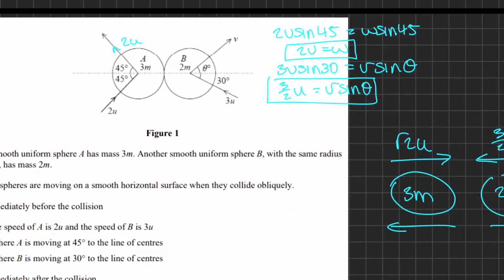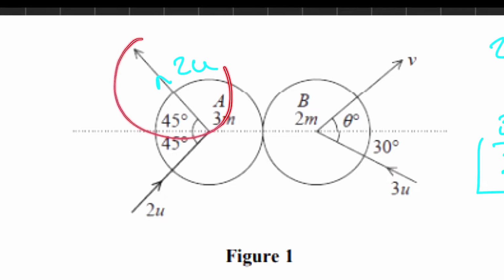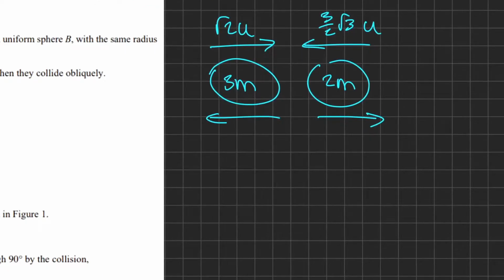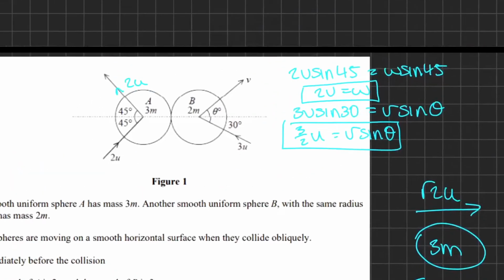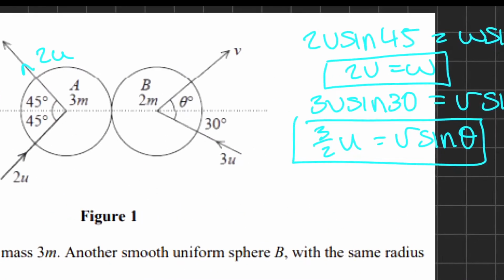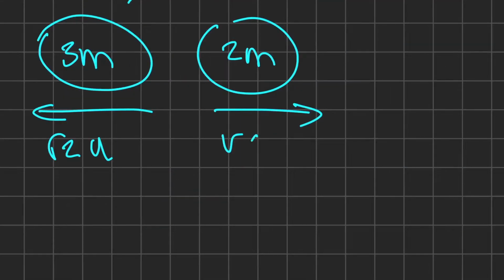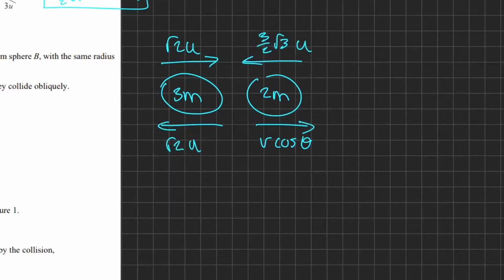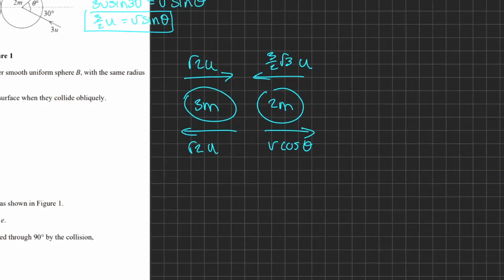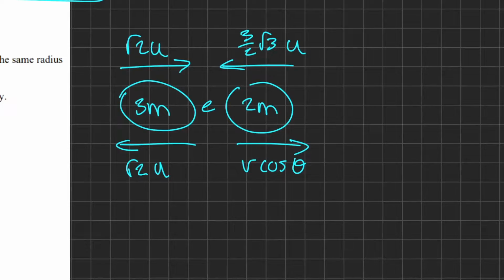Now, if we look at the final velocities, we know the final velocity here is 2u cosine 45, which is once again root 2 u. It's just in the opposite direction this time to the initial velocity. And we do the same for B. This parallel component is v cosine theta, and that's acting in the opposite direction to its initial velocity. So this is the diagram we get in one dimension when we look at the collision, and we know that the coefficient of restitution is e, so that might come in handy.